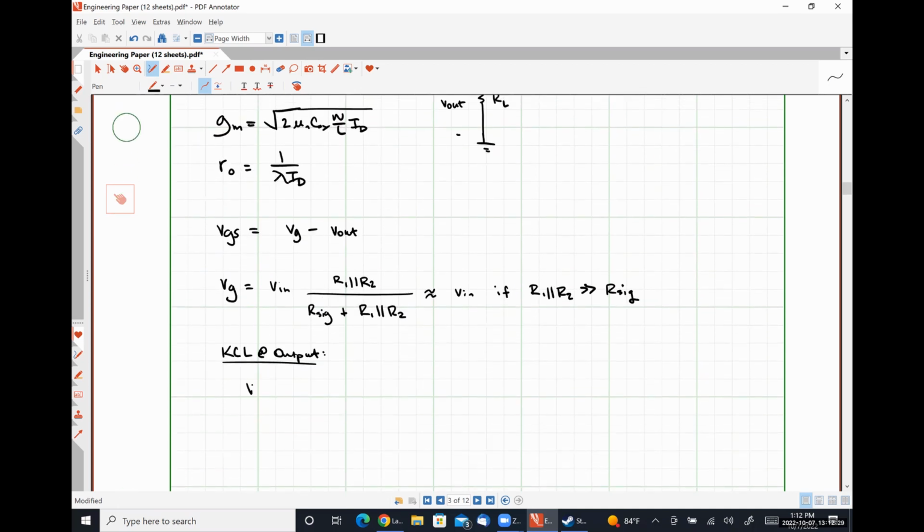We would have V out over RL plus V out over R naught minus GM times VGS, where VGS is VG minus V out, is equal to 0.